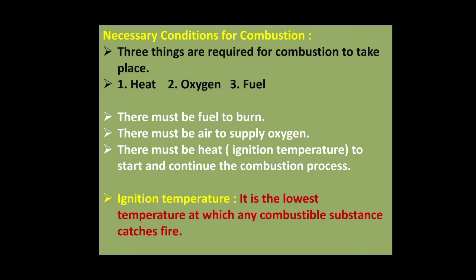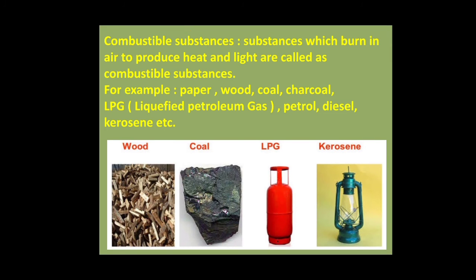is very low. Combustible substances are any substances which burn in air to produce heat and light. For example, paper, wood, coal, charcoal, wool, LPG, petrol, diesel, kerosene, etc. These are examples of combustible substances. They have a very low ignition temperature and they catch fire easily.